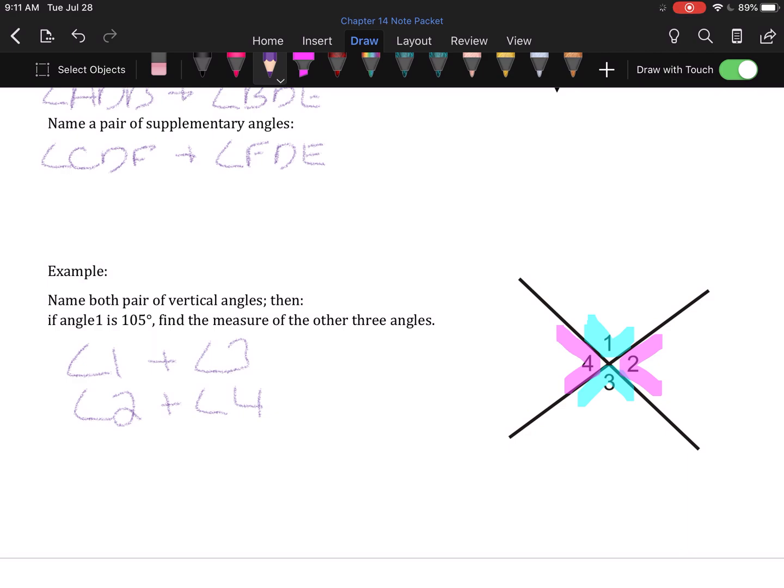Vertical angles are congruent. Congruent means the same. So 1 and 3 are the same. 2 and 4 are the same. So, if angle 1 is 105 degrees, find the measure of the other three. Well, angles 1 and 3 are the same thing. So angle 3 must also be 105 degrees. Now the question is, what are angles 2 and 4?